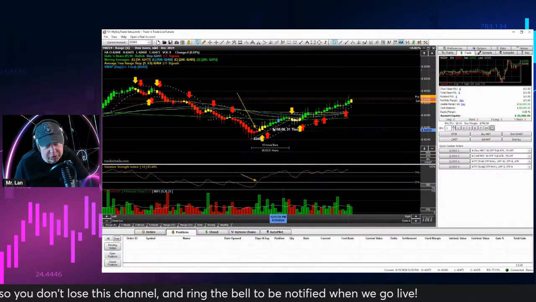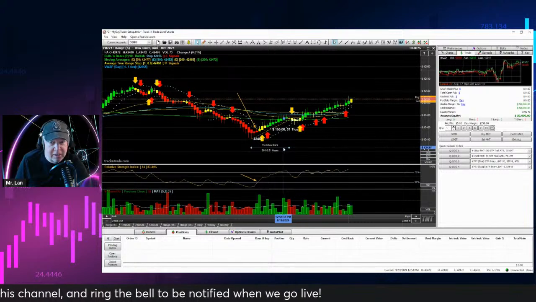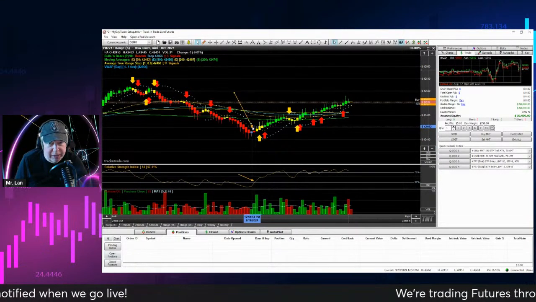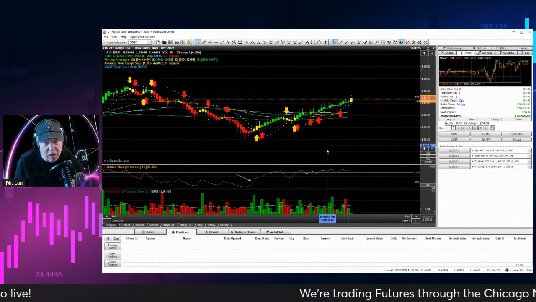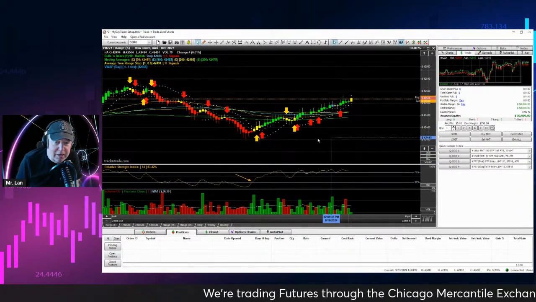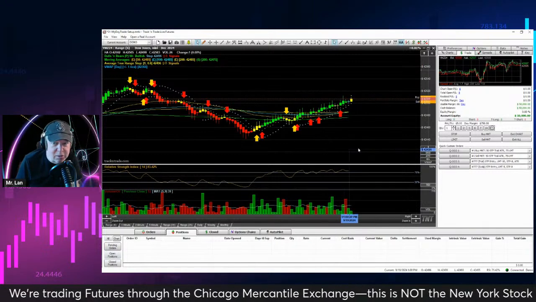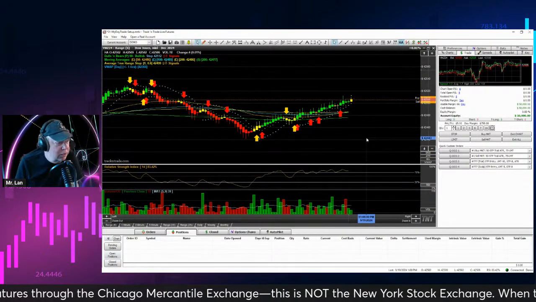So sometimes the market moves faster, sometimes it moves slower, but that's the leverage that we have here in the futures market. And again, there's no pattern day trading rules, so you can go long or short as many times as you want, no restrictions. This is the last bastion of true capitalism on earth today.